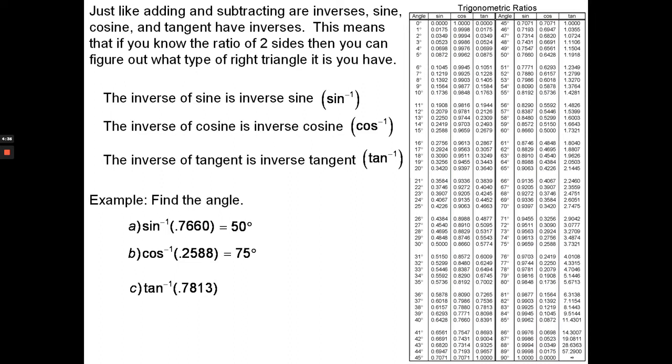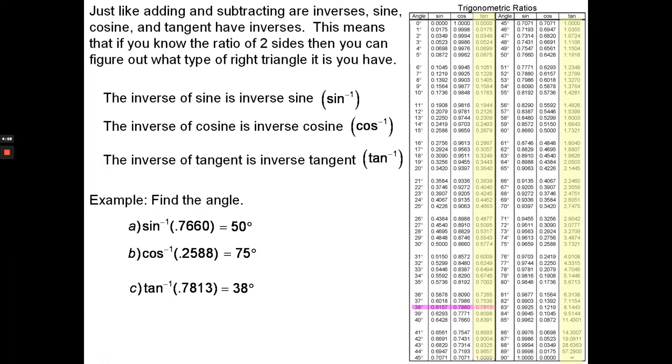Okay, go ahead and try inverse tangent of 0.7813. Pause the video. Okay, so make sure that you were in the tangent column. You're going to scroll through your tangent numbers until you get 0.7813. And then go back and read the angle, so 38 degrees.